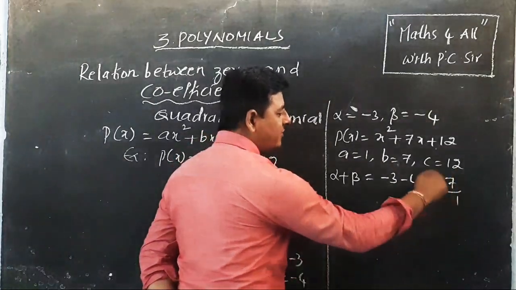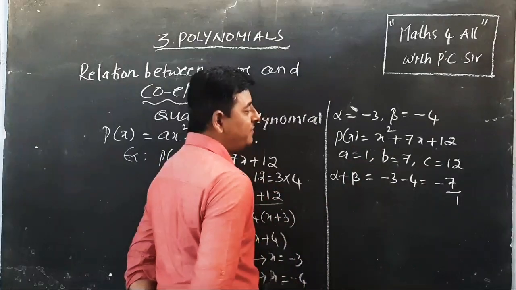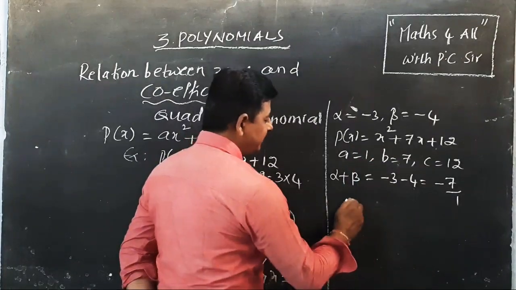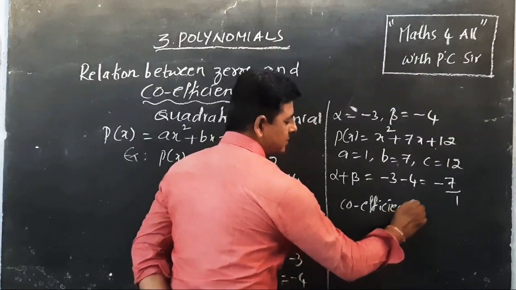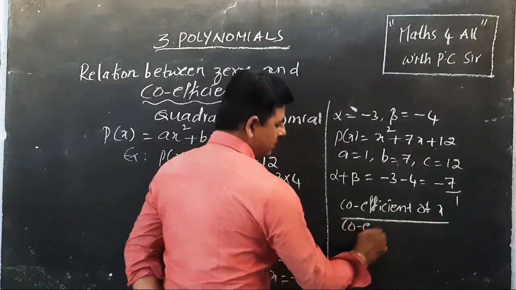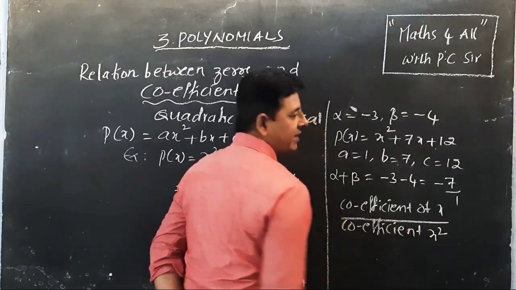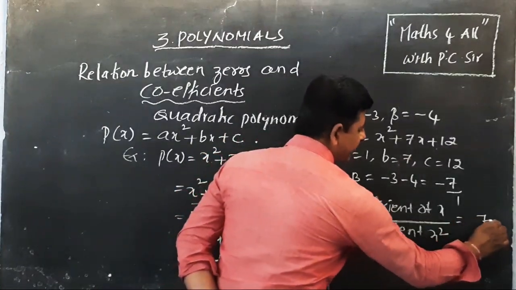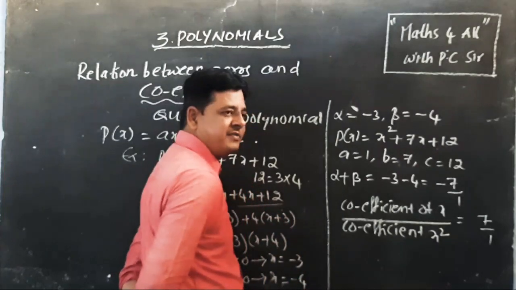-7 by 1 is also equal to -7. And the ratio between the coefficient of x and the coefficient of x square, that is, coefficient of x by coefficient of x square, is 7 by 1.